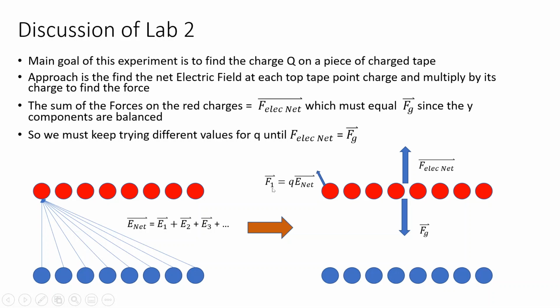And then we'd be able to find an F1 for that singular point charge as equal to that red point charge's Q times the E net, which was given by the sum of the electric fields from the below charges. Eventually we needed all of these singular forces on each of the point charges above in red to sum to an F electric net force. The sum of these forces on the red charges was equal to F electric net, and that also had to be equal to F sub g, the gravitational force, since the y components are balanced. And we had to keep trying different values for Q in this F1 equation until F electric net was equal to Fg.